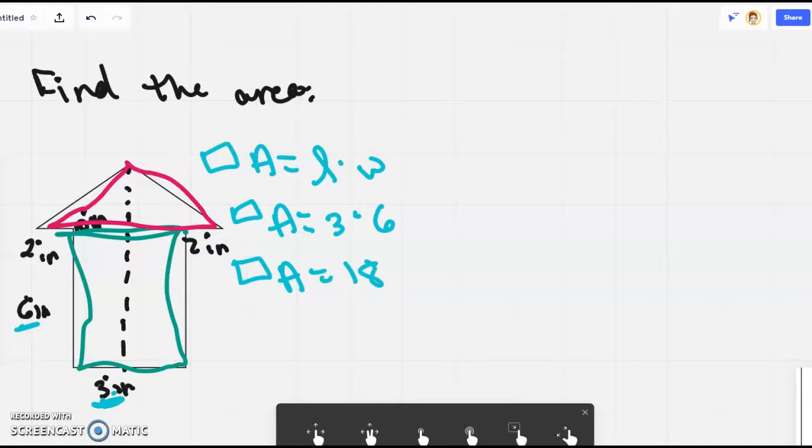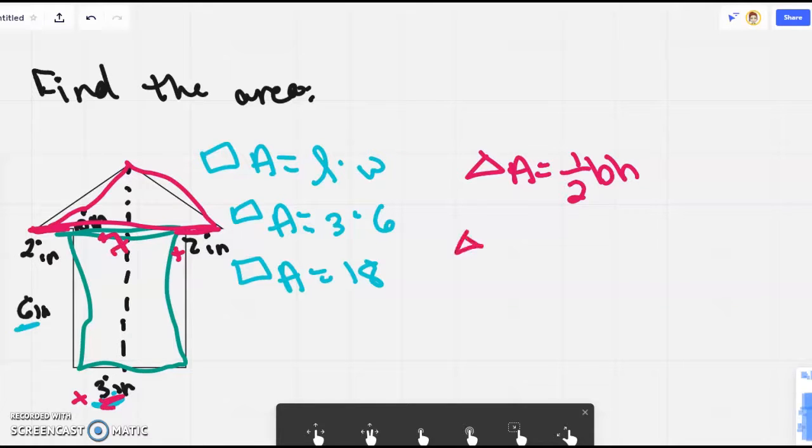Now, we were doing the area of our triangle. So what's our triangle formula? You got it. 1/2 base times height. The triangle's a little bit trickier because of the way it's shaped. We know from here to here is 2, and from here to here is 2. But how do I find that whole base? You add the 2 plus the 3 plus the 2, and that gives us a whole base of 7. So the triangle area formula is 1/2 times 7.